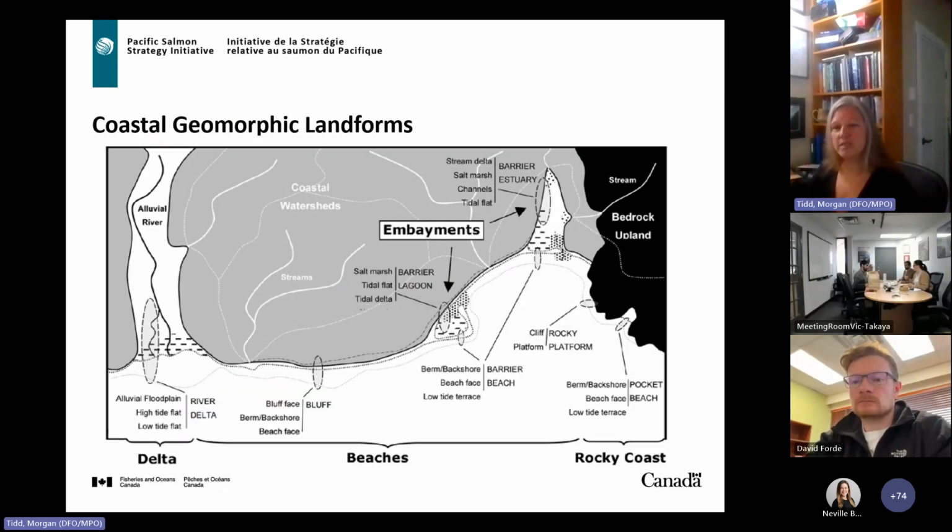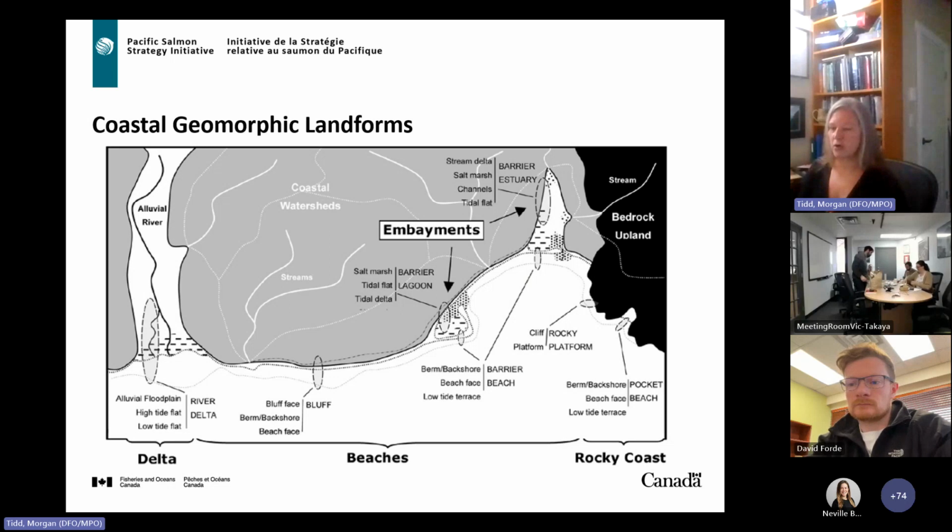So next, I'd like to introduce some geomorphic landforms that we commonly see in shorelines here in the Pacific Northwest. Three main features consist of deltas, beaches, and embayments. River deltas are formed as rivers release their sediment at the interface of a larger body of water, i.e. a lake or an ocean.